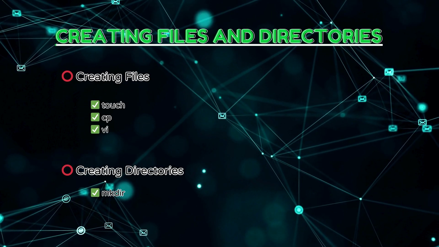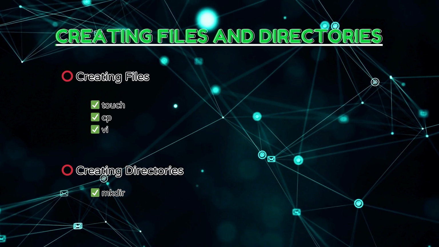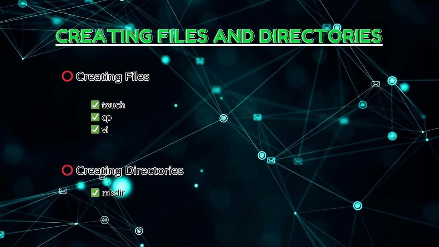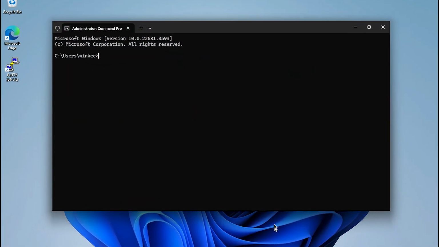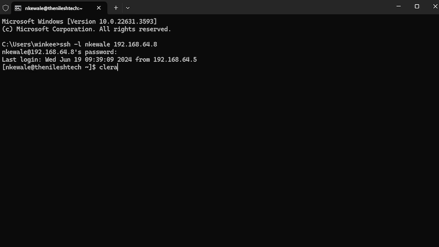So now let's get into our Linux machine and we will use every command listed here as a practice to create our files. Okay, so let's connect to our Linux server. ssh -l nkvale, the username, the IP address 168.64.8, hit enter, the password. Now we are connected to our server.